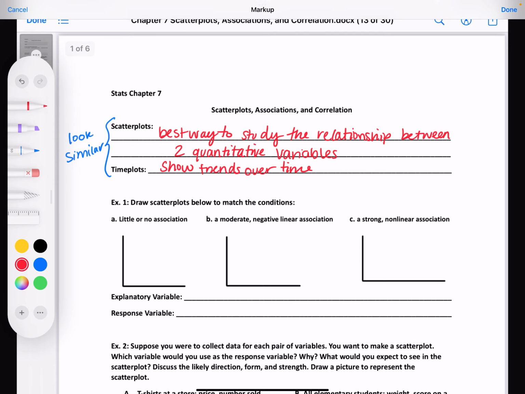Okay, so little or no association. Isn't that just kind of everywhere, spread all over the place? Okay, so negative is going this way. And if it was moderate, that means it would be spread out, but not really. It's not strong or weak, so it'd be in between. A little bit spread out, but still you can tell that it's more or less in a line.